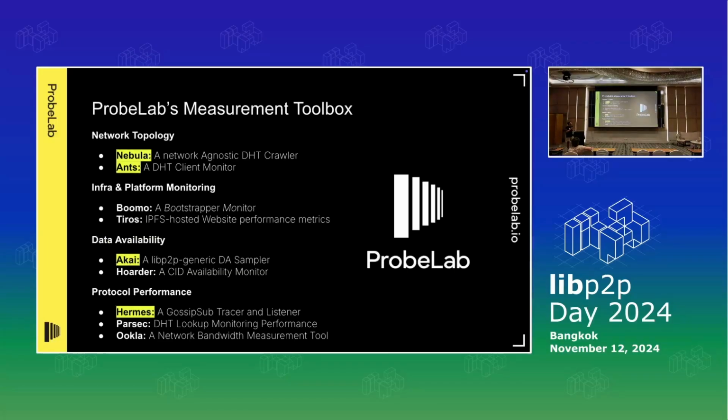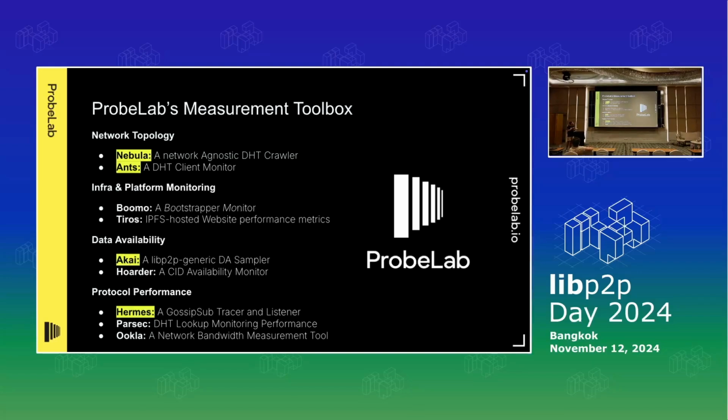Cool. This is already the recap. For the network topology, we have Nebula and ANS that we use. Then we also have tools for infrastructure and platform monitoring. So we have Boomo for bootstrap monitoring, which was very, very valuable for the IPFS network last year. Problems are resolved now. Then Tiros, which measures the performance of websites hosted on IPFS.